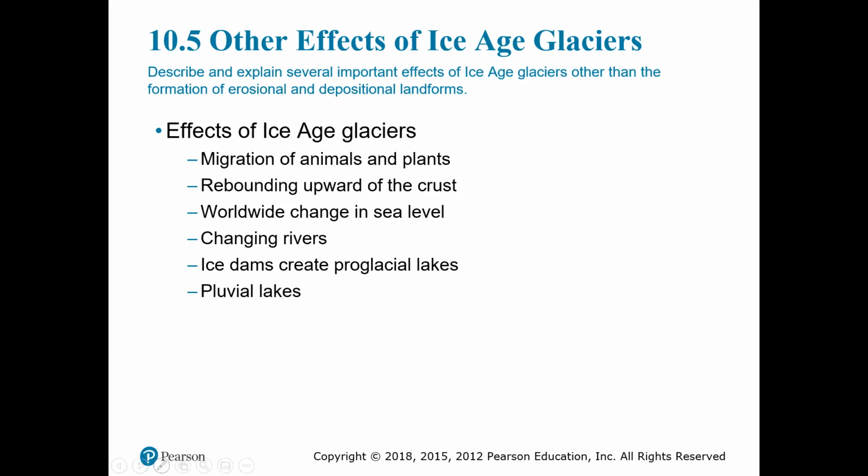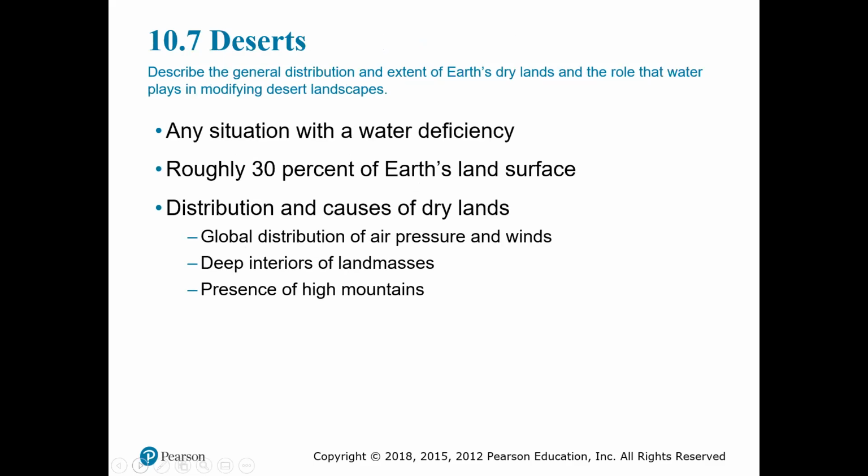So now we're going to completely change gears and move from glaciers to deserts. So deserts are any areas that have a water deficiency. Okay, so when we talk about a dry climate, this is when there is a water deficiency that exists. A lot of times we think about deserts being hot and full of sand, but that's not really the case. It's just any area where there is a water deficiency.